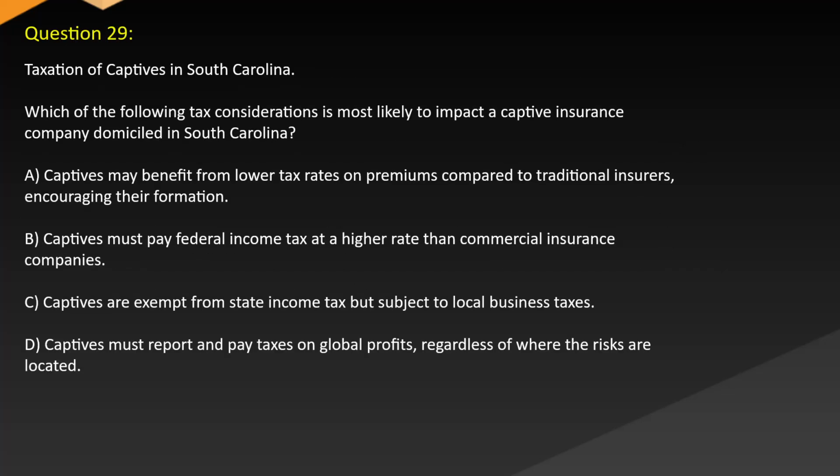Which of the following tax considerations is most likely to impact a captive insurance company domiciled in South Carolina? A. Captives may benefit from lower tax rates on premiums compared to traditional insurers, encouraging their formation. B. Captives must pay federal income tax at a higher rate than commercial insurance companies. C. Captives are exempt from state income tax but subject to local business taxes. D. Captives must report and pay taxes on global profits, regardless of where the risks are located.